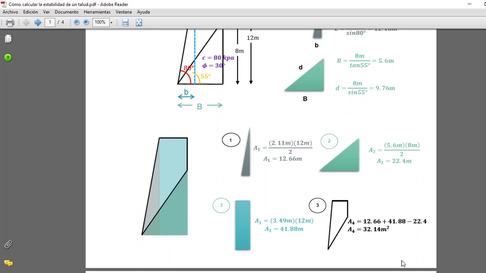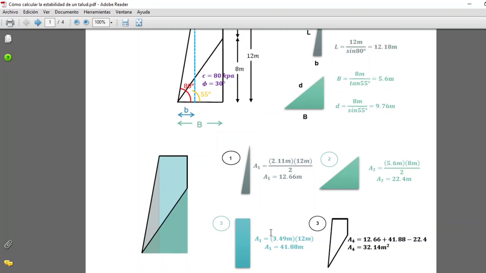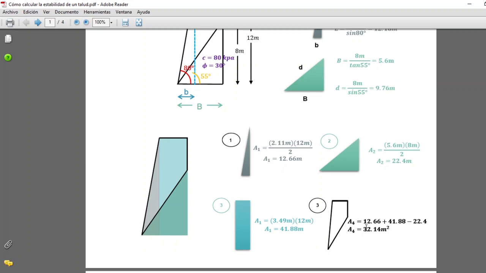For area 3, it's only a square, and we need to multiply 3.49 meters by 12 meters, and we have the result 41.88 square meters, and the area 4, sorry, is 4.